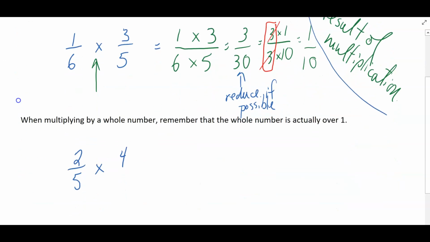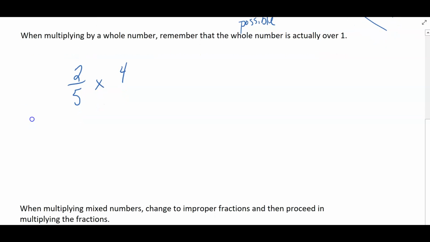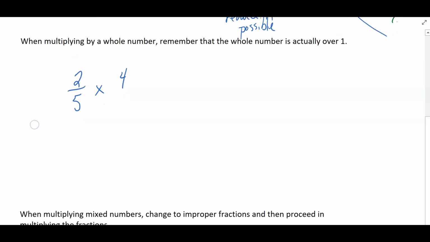When multiplying a whole number by a fraction, we need to remember that the whole number is actually over 1. And so my 2/5 is a fraction, but I'm multiplying by 4. So that is actually multiplying by 4 over 1. And so therefore, I need to multiply the numerators together, 2 times 4, and the denominators together, 5 times 1.